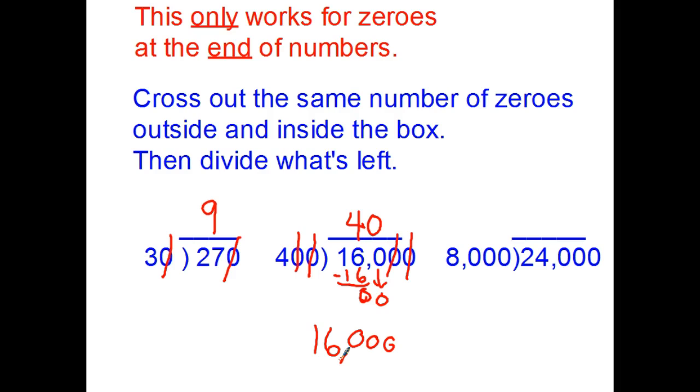Try this one out. It looks like they both have 3 zeros at the end, so I can get rid of them. And then I'm just left with 24 divided by 8. 8, 16, 24. 3. By the way, if you haven't noticed yet, these kind of problems are not going to have remainders, at least when I'm making them.